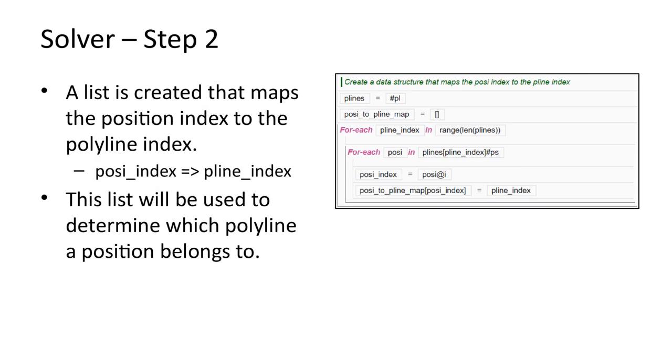The second step focuses on extracting information about the relationship between positions and lines. Later, each position will need to find all its neighbors. These neighbors must exclude positions that are part of the same polyline. Some data is therefore needed that can be used to check which polyline a position belongs to. For this, a list is created that maps from the position index to the polyline index. We call this the positions to polylines map.